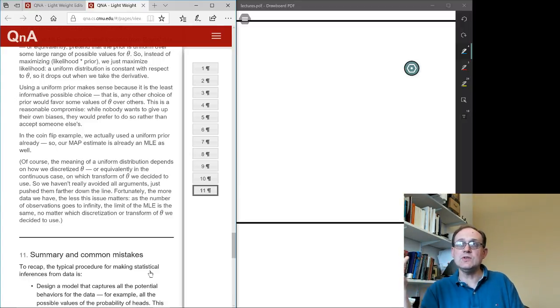Or in the continuous case, there's a similar argument, which is what transform of the parameters do we work with? For example, do we work with the parameter itself or the log of it? Which one makes more sense? And again, there's no good answer to this.